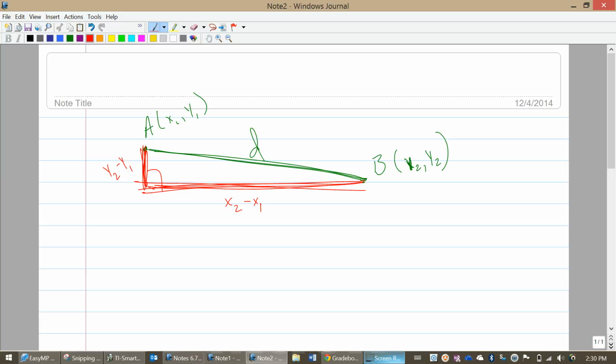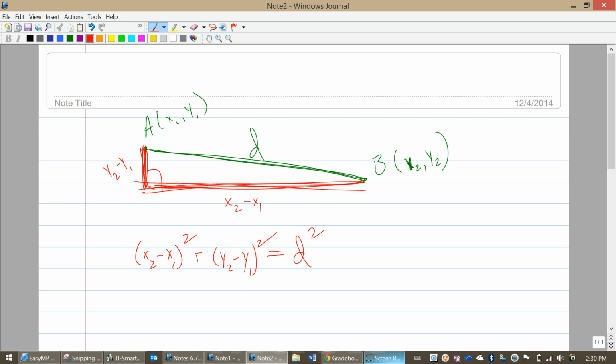We're going to rock the Pythagorean theorem on this with these variables. Most importantly, on the Pythagorean theorem, we put the hypotenuse on the equal sign by itself. We also take the other distances and we square them. X2 minus X1 is the horizontal distance. We're going to square it. Then we add that together with the vertical distance, squared. You with me?